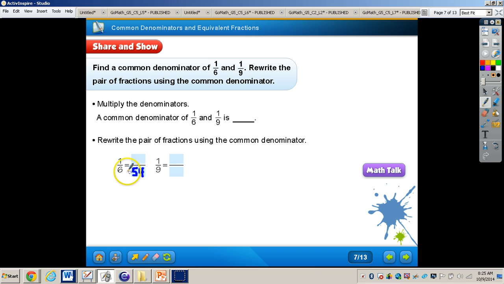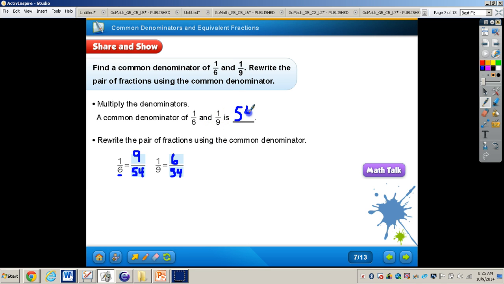Since we multiplied the denominator by 9, we must multiply the numerator by 9, which is 1 times 9, giving 9. Okay, now we need to multiply this 1/9 by the opposite denominator, which is 6. Multiply that 9 by 6, which gives us 54. Multiply that numerator times 6, which will give us 6. So we can see that a common denominator of 1/6 and 1/9 is 54.